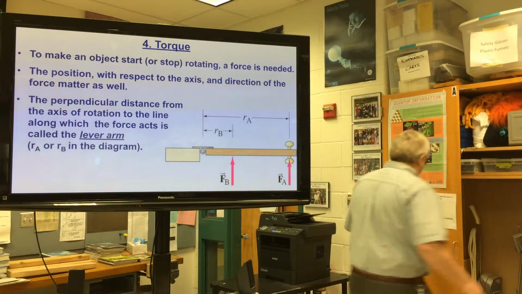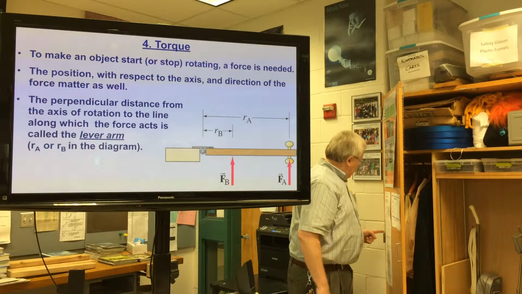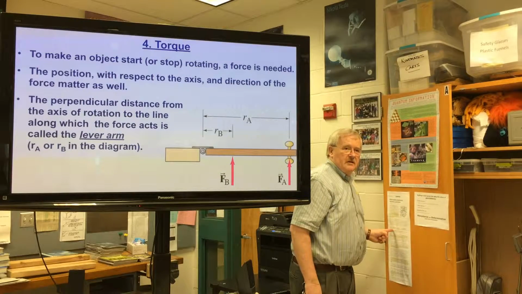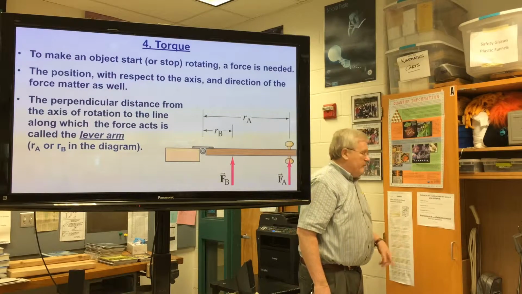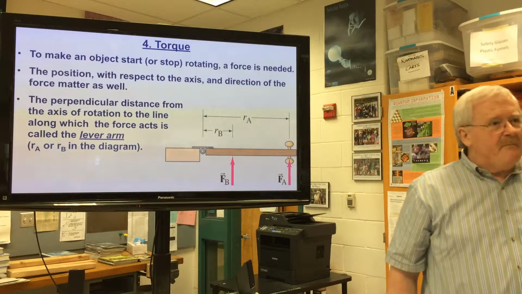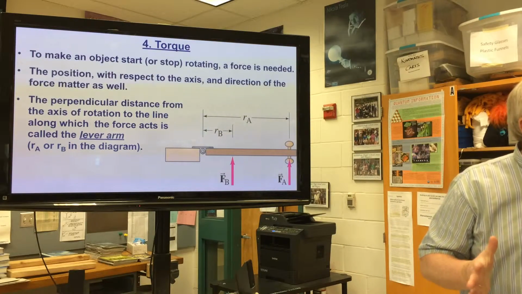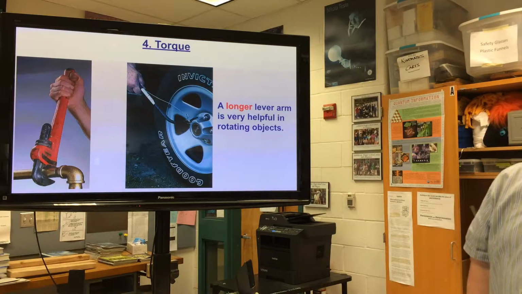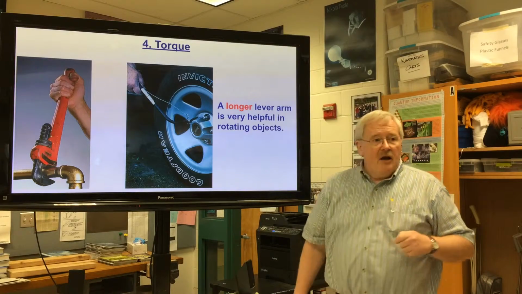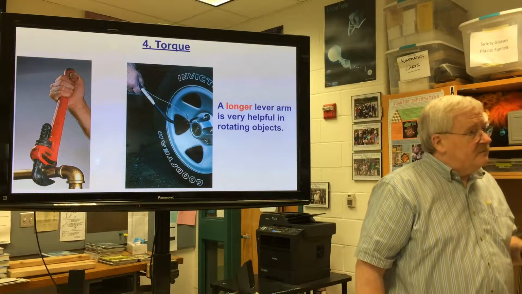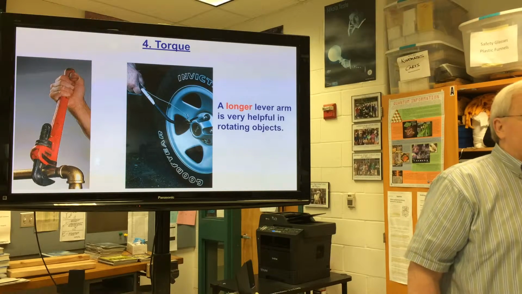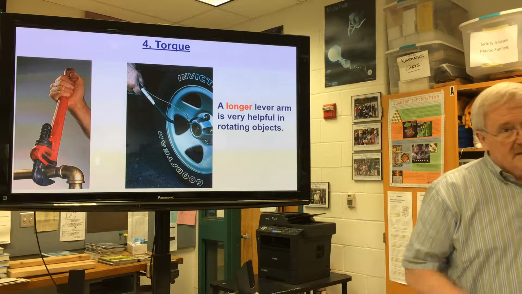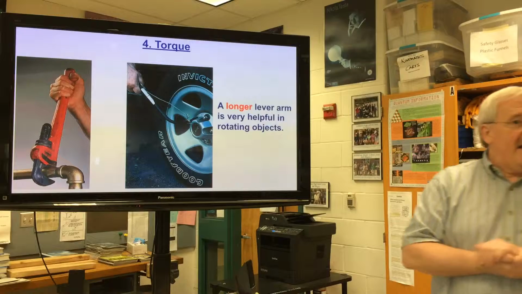On the other hand, if I try to push this door and close it by being very close to the hinge, I've got to apply a much larger force to make it go. So the lever arm matters, that is how far you are away from the axis of rotation, and the direction matters. You already know that longer lever arms are very helpful. Undoing bolts or doing up things which are very tight, taking them apart. Having a wrench with a long handle is very helpful.